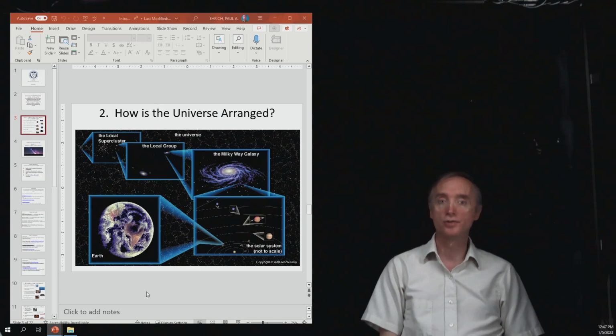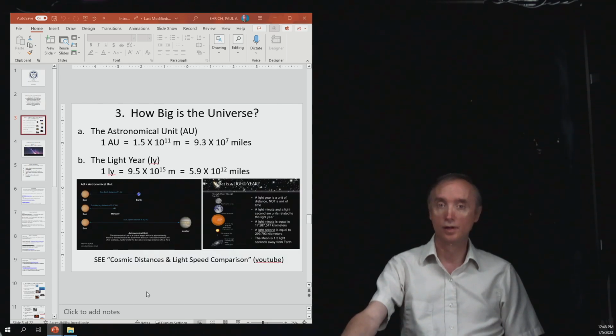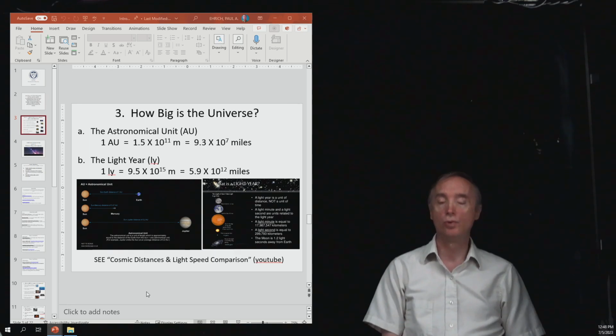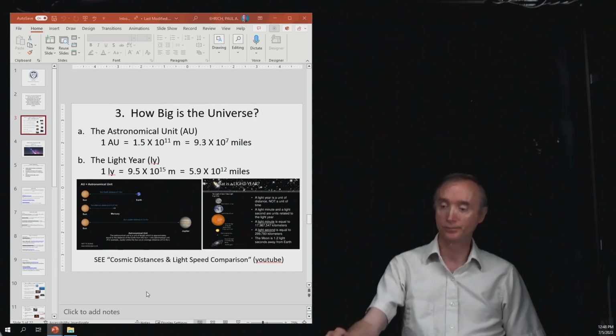Okay, how is the universe arranged? At this point, you don't need to know this. But at the end of the semester, you definitely will. Okay, you do need to know what the astronomical unit is, and that it is the distance from the Earth to the Sun. That's 1 astronomical unit. You do not need to know the numbers that go with it. If you do need to know the numbers, then I would provide that for you on the exam.